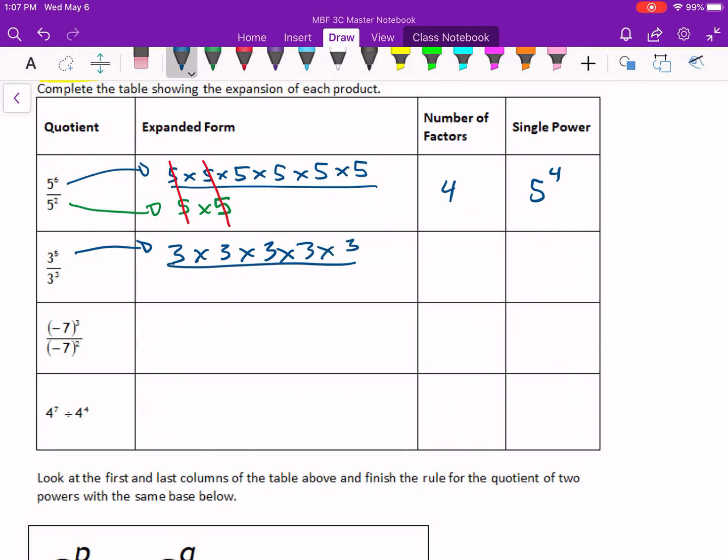And on the bottom, I've got 3 3s. I'm going to cancel out the ones that I can, so this will cancel, cancel, cancel. I'm left with 2. That's the same as 3 to the 2.